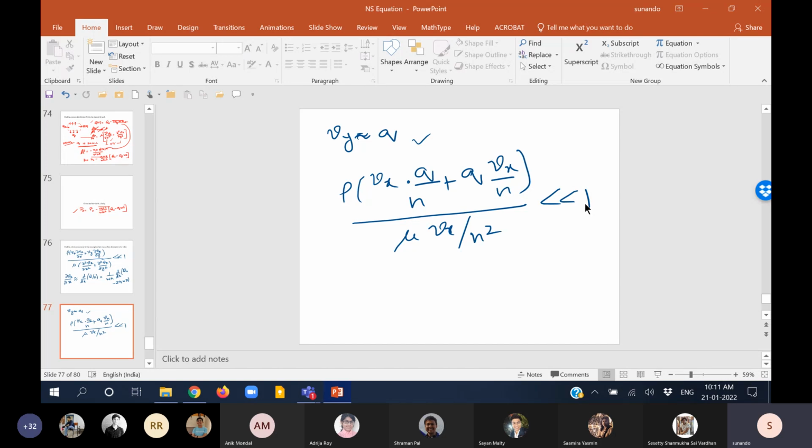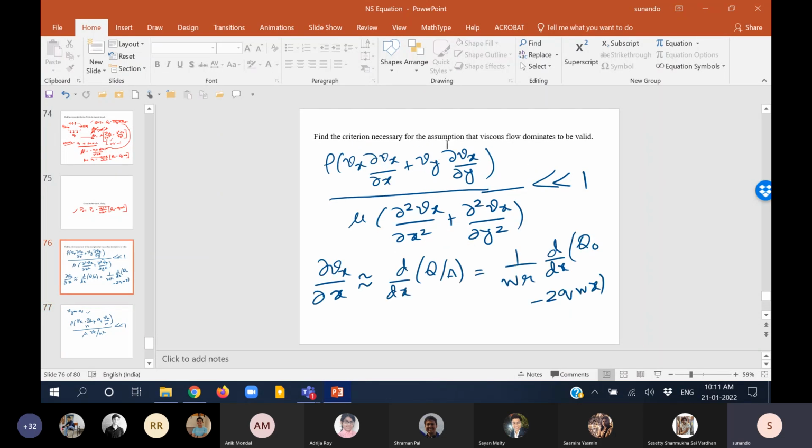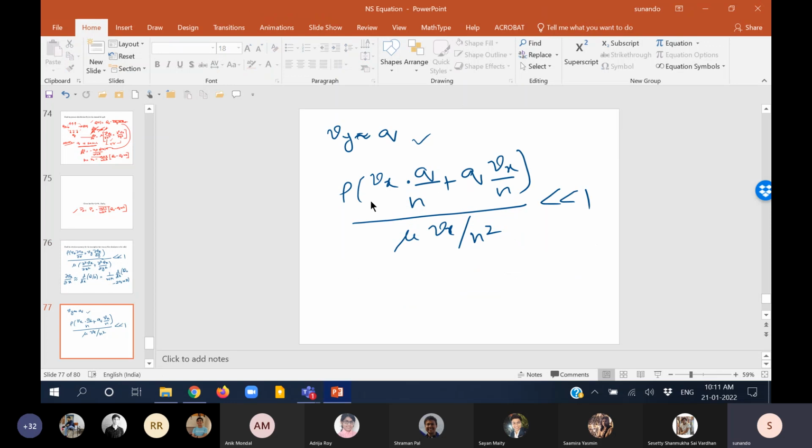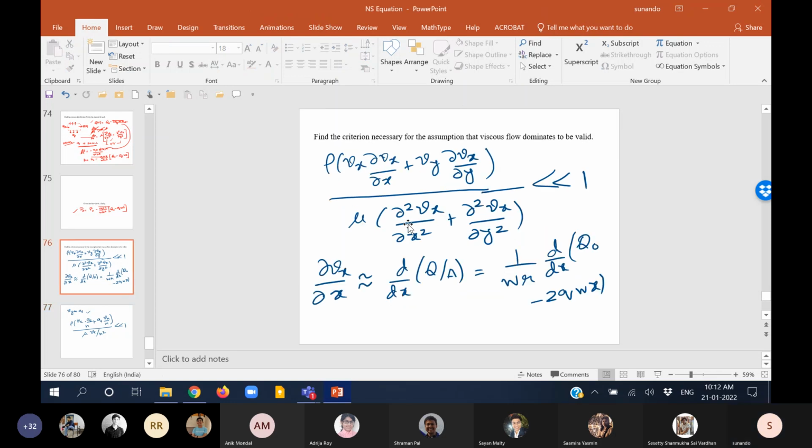Do not look at this expression right now. Tell me, what do you think the result would be? When is my assumption that the viscous flow dominates valid? You can substitute Vx del x, Vy del Vx del y. Vy is simply equal to Q. Similarly, you can write del square Vx del x square, del square Vx del y square. I can even neglect this del square Vx by del x square, based on our assumption as before, and we get an expression like this. But intuitively, can you tell me when my assumption is going to be valid?